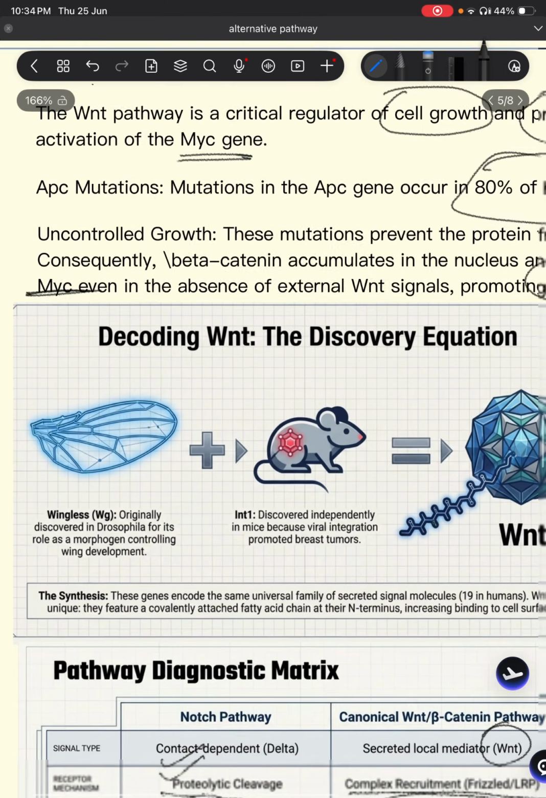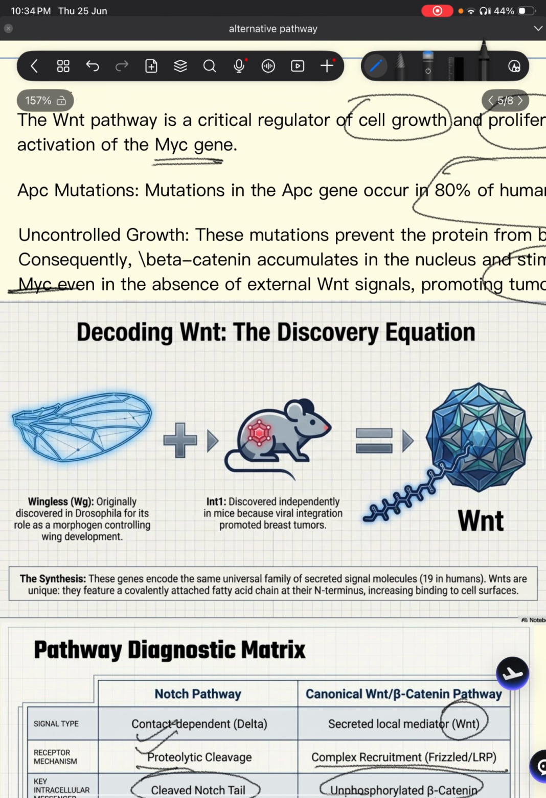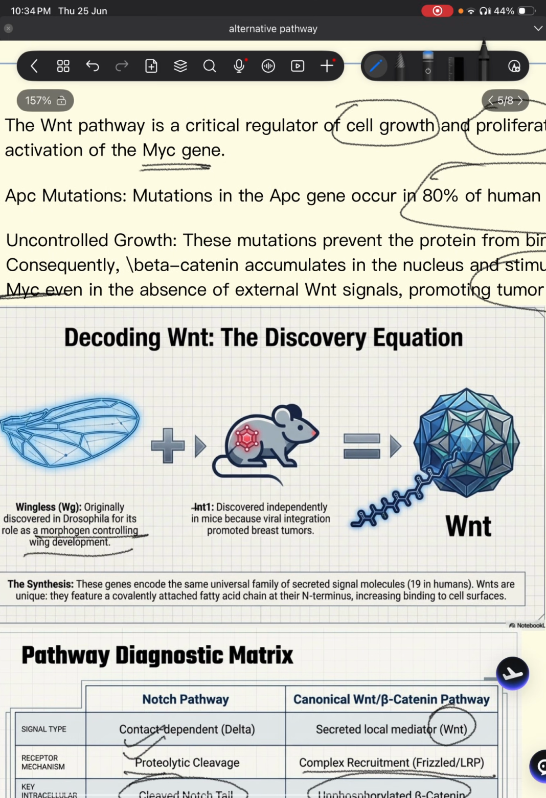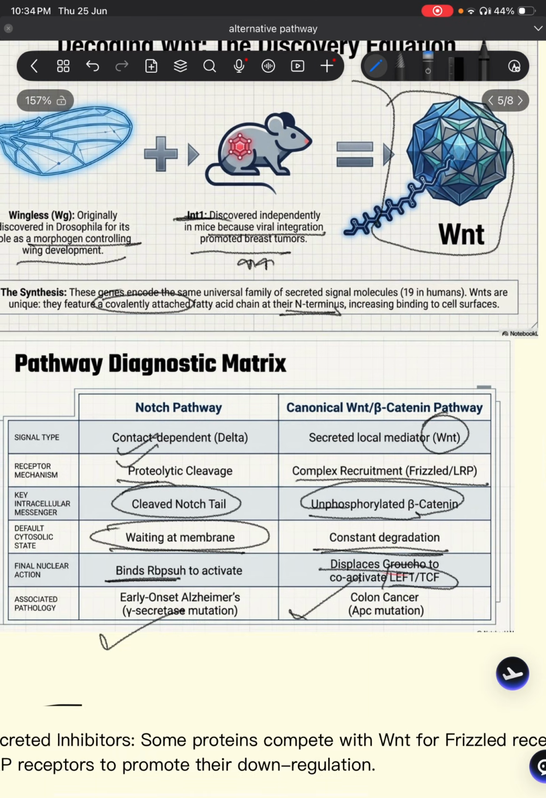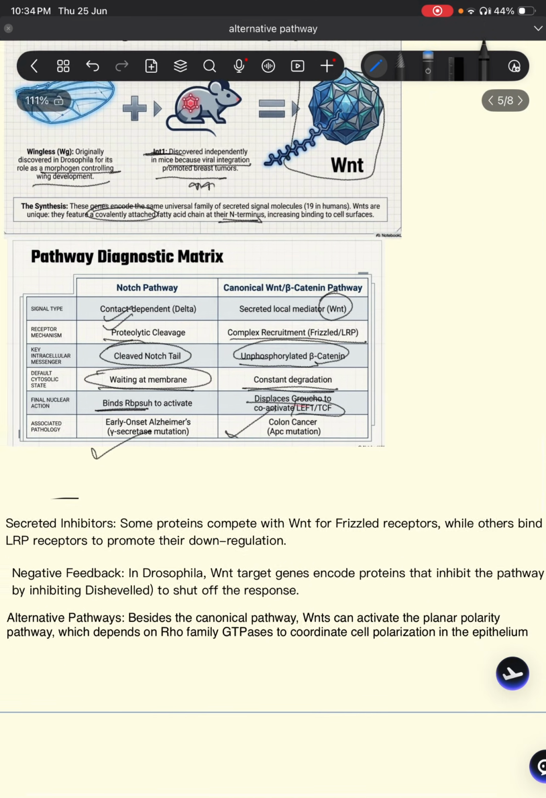Now the discovery of Wnt. It was originally discovered in Drosophila, in wing development morphology, and the Int is because of viral integration. It was causing breast tumors, and therefore the combination was Wnt. In humans, there are about 19. Why are Wnts unique? It is because of a covalently attached fatty acid at the N-terminal. Therefore, it increases the binding specificity to the cell surface.